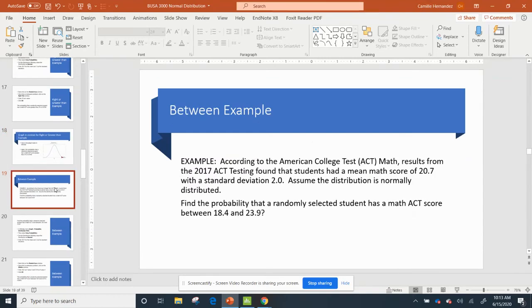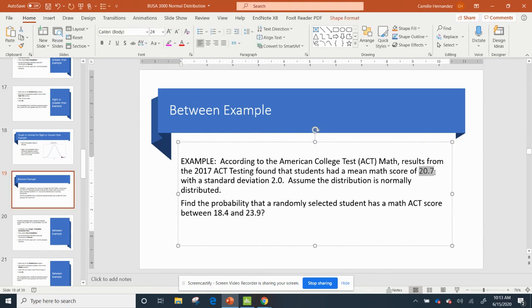So now let's do a between example. Again, I have that the ACT mean math score is 20.7, standard deviation is 2.0. Assume the distribution is normally distributed. Again, I've got my mean and I'm going to highlight it again in yellow. Standard deviation of 2, I'm going to highlight that again in green because I just want to keep everything straight. And it's saying it's normally distributed, so I've got that in blue.